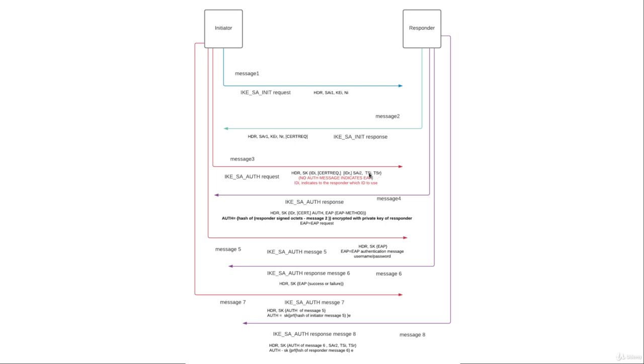proposal. When the responder gets this message, it realizes that there is no auth payload, which tells the responder that EAP is requested by the initiator. This is inferred from the fact that the auth payload is not in message 3. So, what happens is the responder or the IKE gateway needs to prove that it is indeed the entity the client is trying to reach, and not a man-in-the-middle box. That's where the public key encryption plays a part. The VPN gateway will take the responder signed octets, hash of message 2, and encrypt it with its private key.